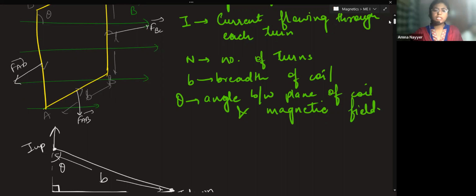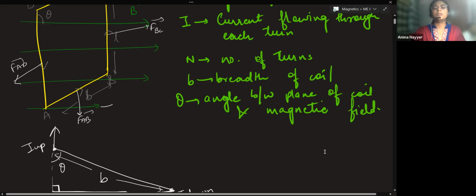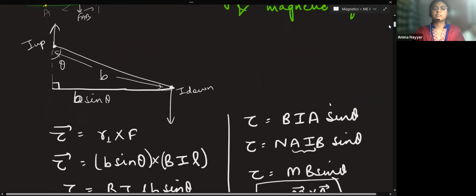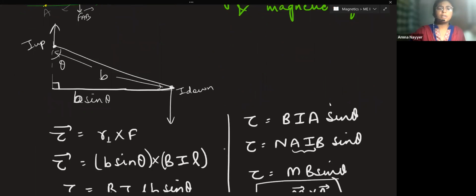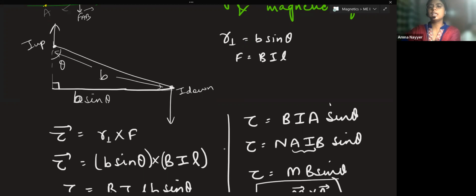Now here for the expansion, R perpendicular, you have to choose. So you just have to drop the perpendicular till here. That perpendicular I have shown through this figure. Fine, this perpendicular I have taken. And if you apply your Pythagoras theorem, your trigonometric rules, this side becomes B sine theta. So R perpendicular is what? R perpendicular is B sine theta. And what is your force? Force will be B I L.